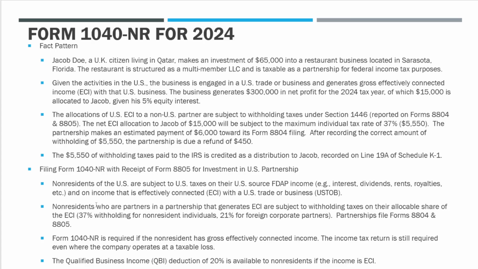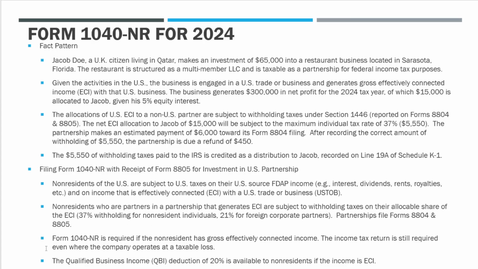The second way non-residents are subject to tax, which is the fact pattern here, is if they receive any income that's effectively connected with a U.S. trade or business, and that's what we have in this scenario. Now, when non-residents are partners in a partnership, like we have here, the ECI is subject to withholding tax at the partnership level. It's 37% is the rate for individuals, and then you have a 21% rate for foreign corporate partners. And all of this information is, again, reported on an 8804 and 8805.